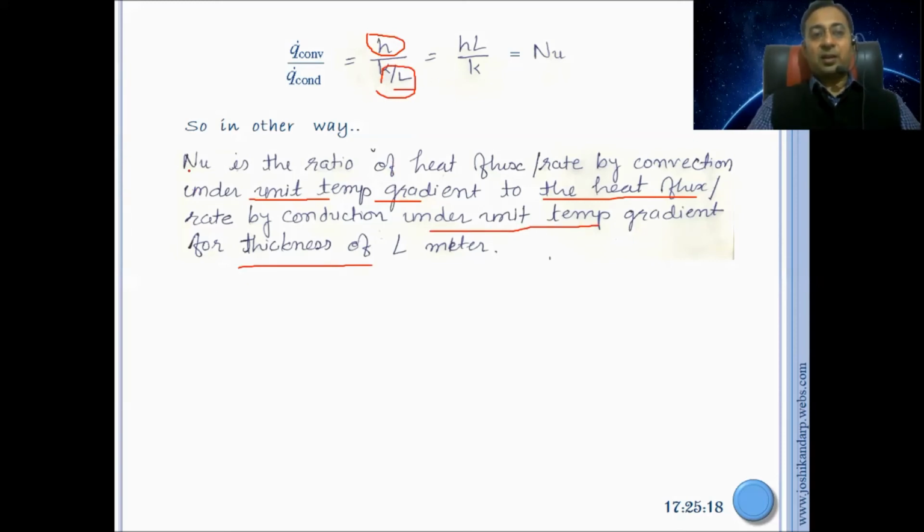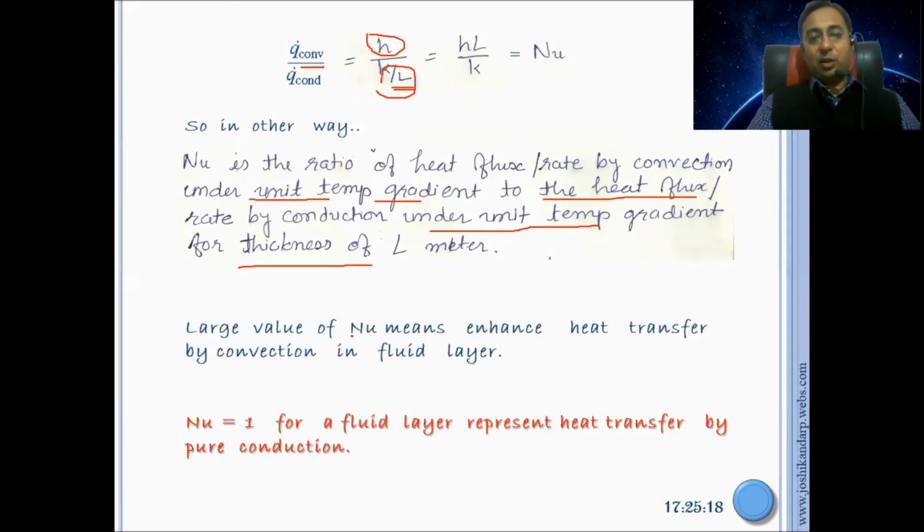So Nusselt number may be defined as the ratio of heat flux by the convection under the unit temperature gradient to the heat flux by conduction under the unit temperature gradient over the length L. Now, larger value of Nusselt number means enhanced heat transfer by convection in the fluid layer. If Nusselt number is equal to 1, then the heat transfer is by pure conduction.